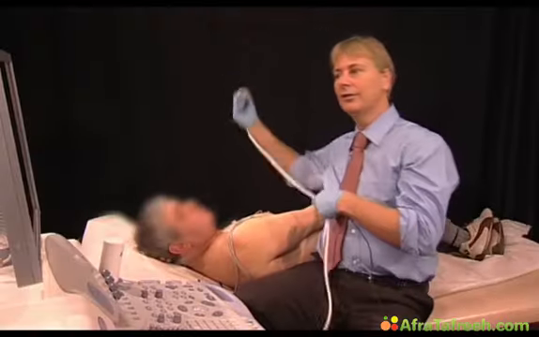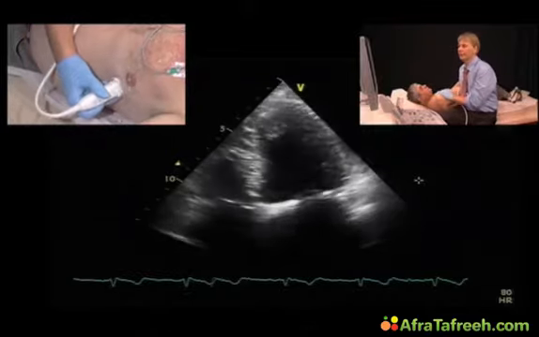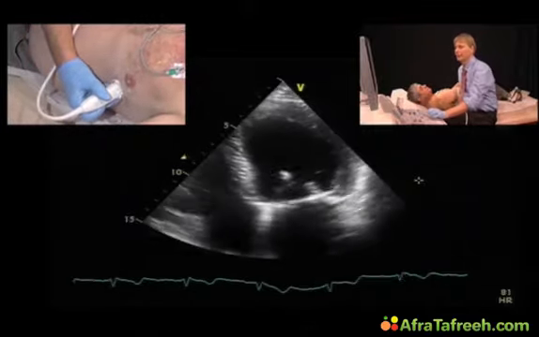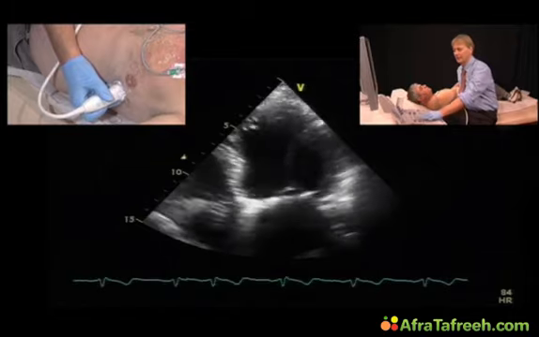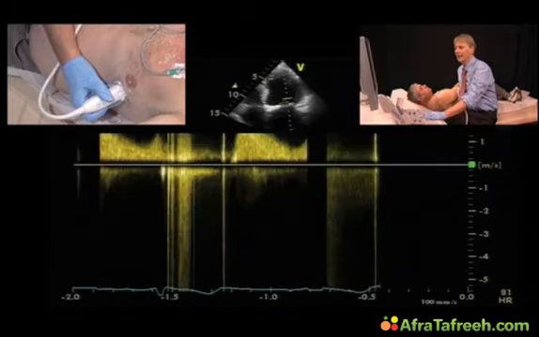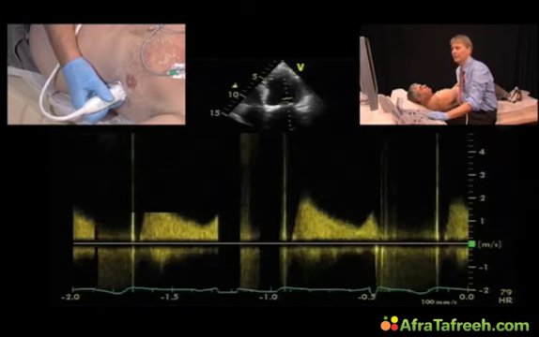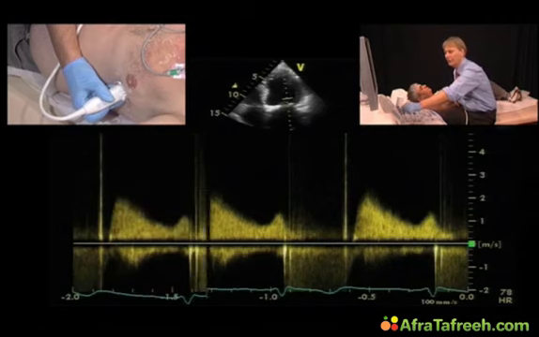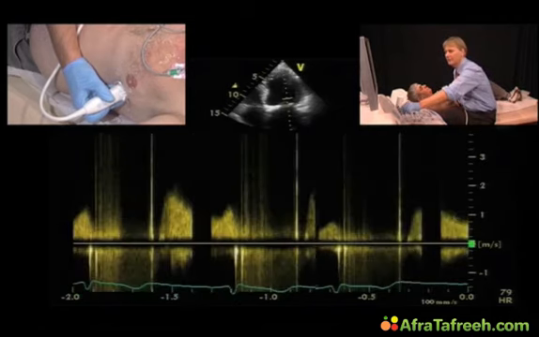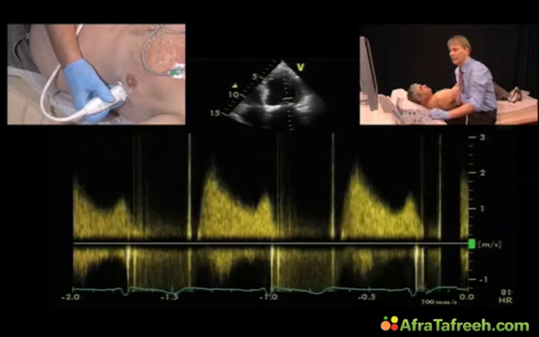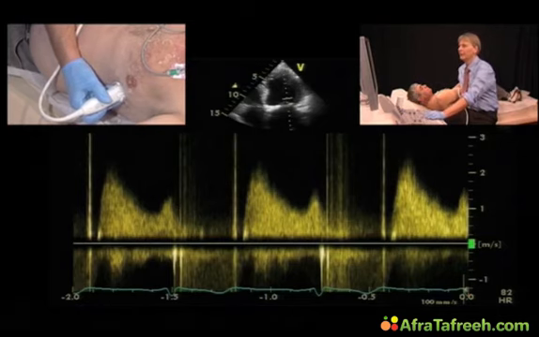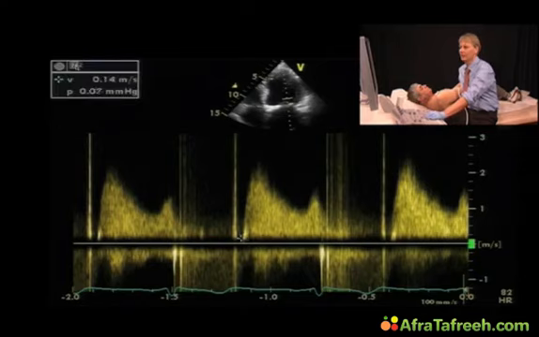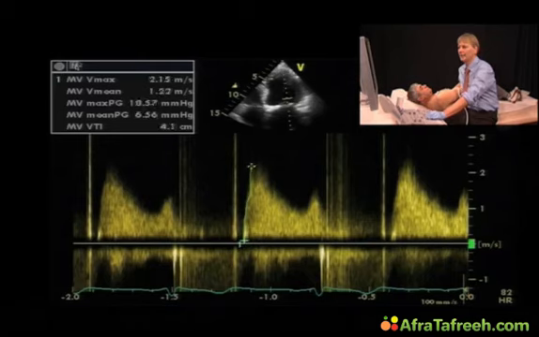So to evaluate the Doppler across the reconstructed valve, we would go to a 4-chamber view, and we would place the Doppler sample volume here at the tip of the leaflets with the continuous wave Doppler first. We'll optimize the image. And then we would go about the same way we would in mitral stenosis, where we simply trace the curve to quantify the gradients.